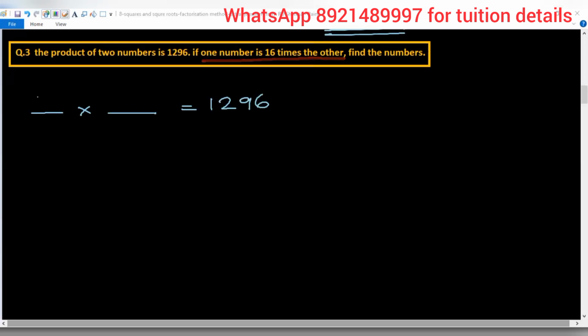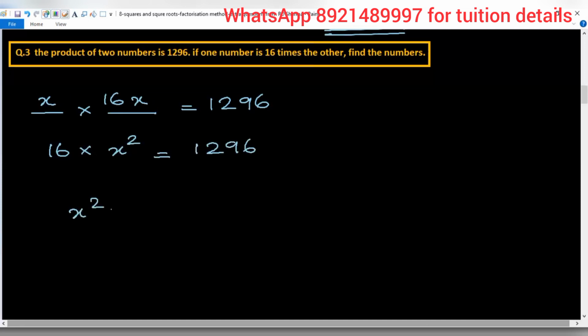So if one is x, the other will be 16x. Okay. If one number is x, the other number will be 16x, because one number is 16 times the other. It is given in the question. Now, see on left side what we have, x into 16x. x into x is x square. So 16 times x square is 1296.